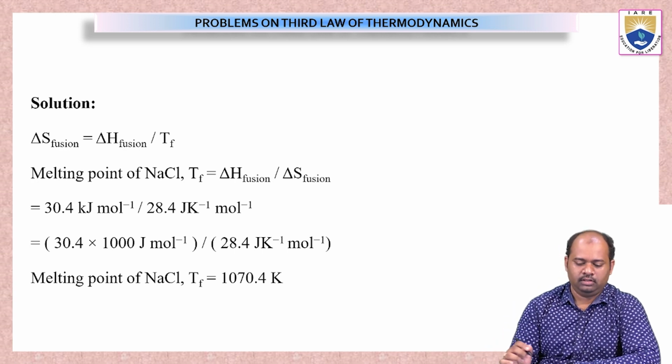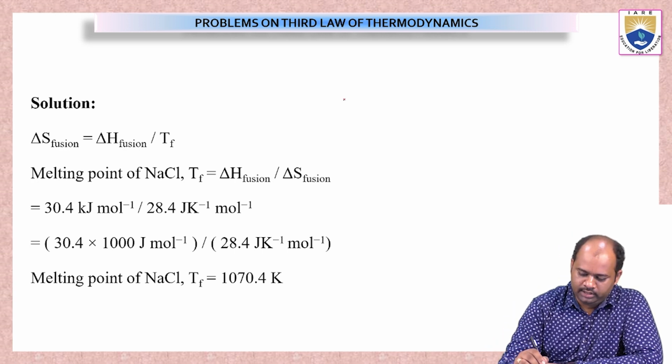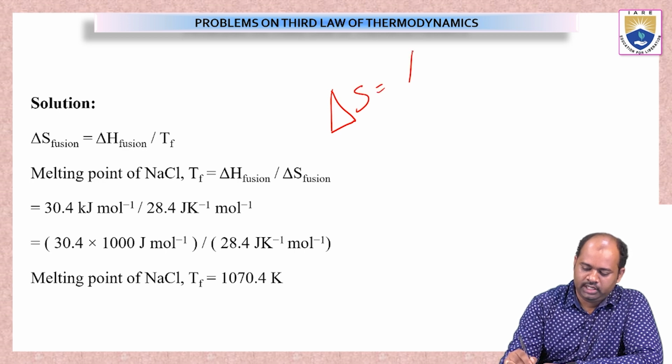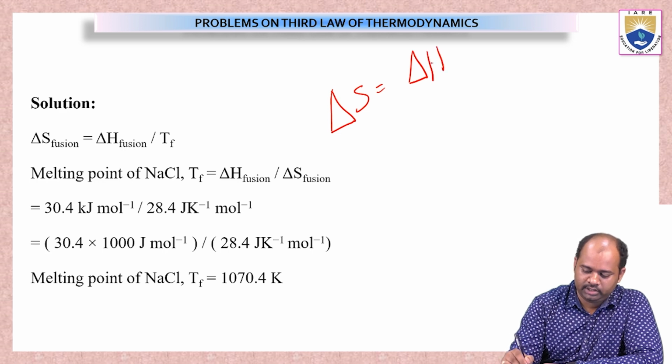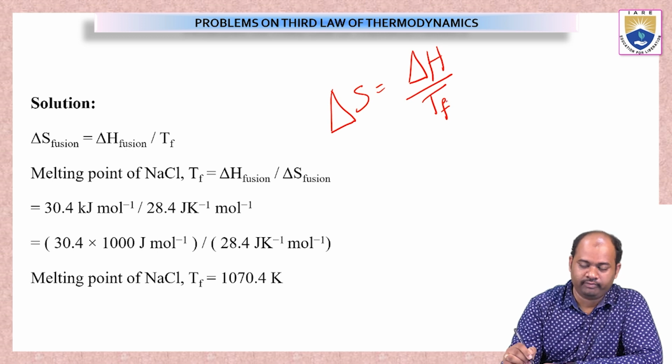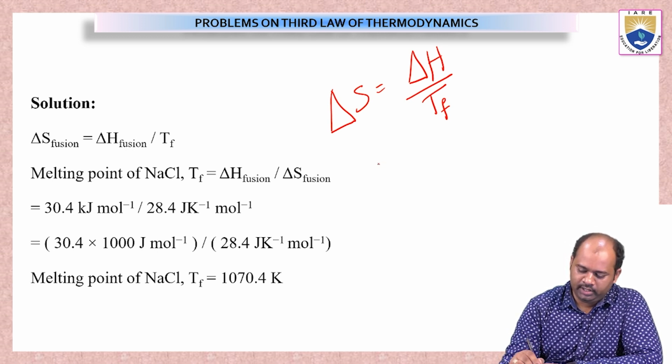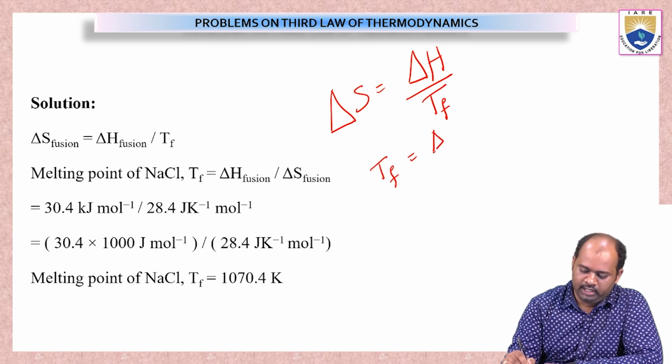Now the question goes like this. We have the very same formula for entropy, where delta S is equal to the heat transfer or enthalpy, delta H, divided by T. So this is TF, the final temperature. Now the melting point can be calculated from this equation: TF is equal to delta H divided by delta S.